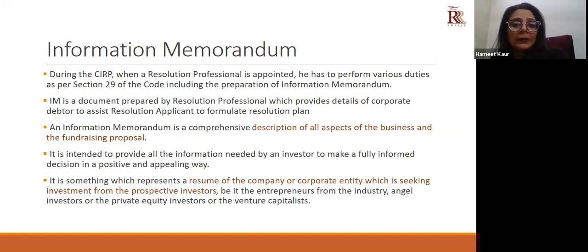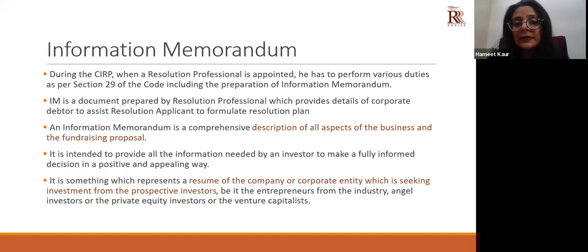During the CRP, when an RP is appointed, he has to perform various duties. One of them is preparation of IM. It is a document prepared by the RP which provides details of the CD to assist the RA to formulate a resolution plan. So the most important sentence here is details of the CD to assist the RA to formulate the resolution plan. So you can understand when we as RPs expect the plan to have a particular information, from where would that person get that information? He will be getting that from the IM we will be giving to him.